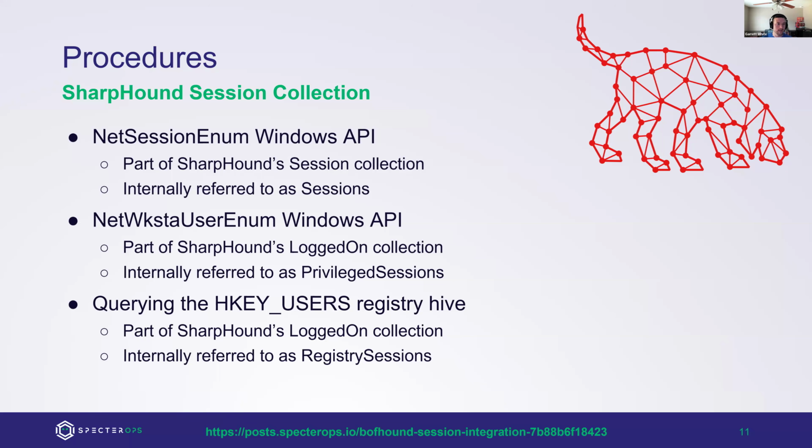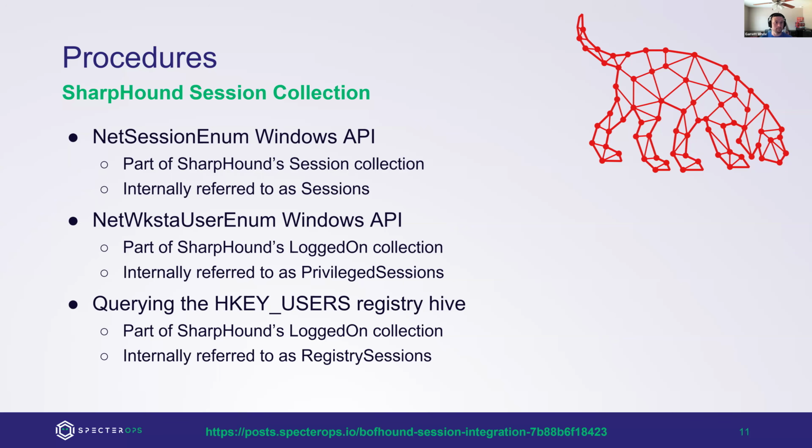It collects session information, or does user hunting, in 3 distinct procedures. The first one is the NetSessionEnum Windows API. It's part of the session collection, internally referred to as Session. The second one is NetWkstaUserEnum, and we'll talk about all 3 of these procedures and how they differ. The third one is querying the HKEY_USERS hive, which will return interactively logged in sessions via a SID. So these 3 were talked about.